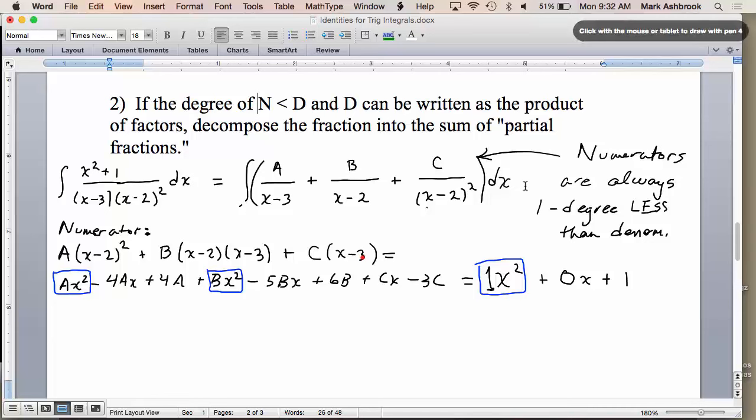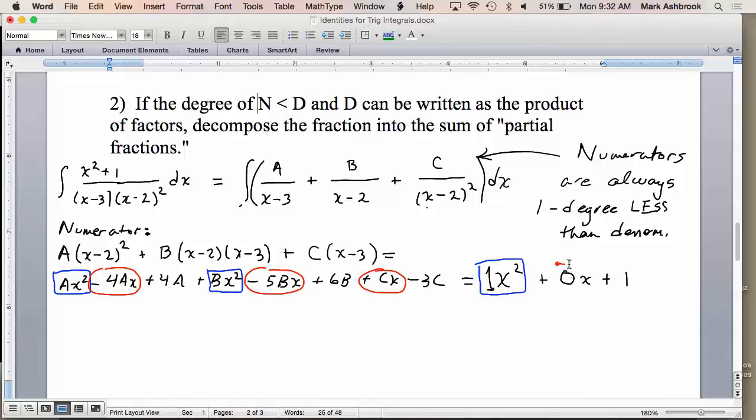Okay, then we'll do red next for the 0 terms. Negative 4ax, negative 5bx, plus cx has to equal 0x. And then finally, the constant term: 4a, 6b, minus 3c, plus 1.